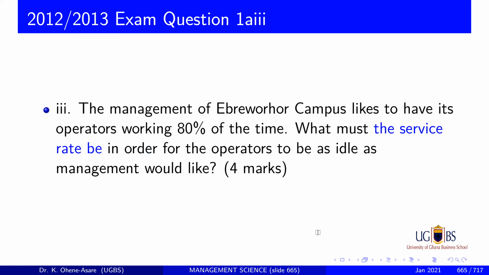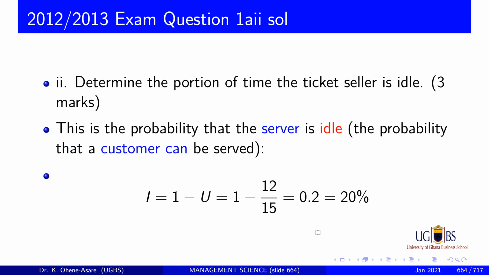It says that the management, and this is a little bit tricky, the management of the campus likes to have its operators working 80% of the time. So the operators are always working 80% of the time. Now, if they are working 80% of the time, what it means is that they are being utilized, the utilization of them is 80%. So U is 80%. Don't forget that. The U in this formula has been given.